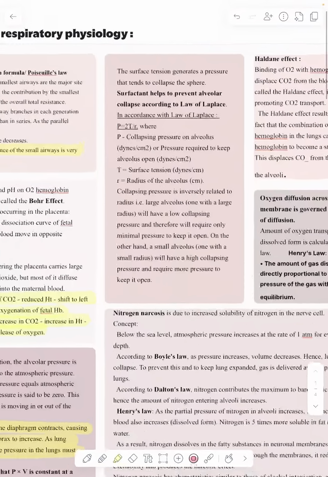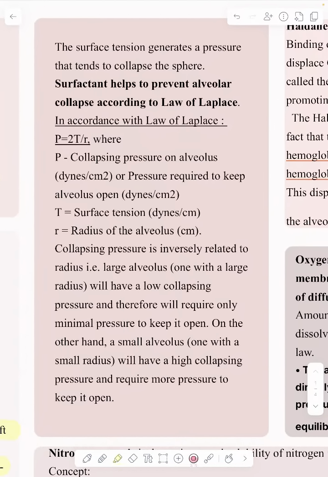Next, we are going to the part where we'll be studying about surfactant. Why is surfactant necessary in our lungs and how does it perform? The surface tension generates a pressure that tends to collapse the sphere. Surfactant helps to prevent alveolar collapse according to the law of Laplace. So what does this law of Laplace say?